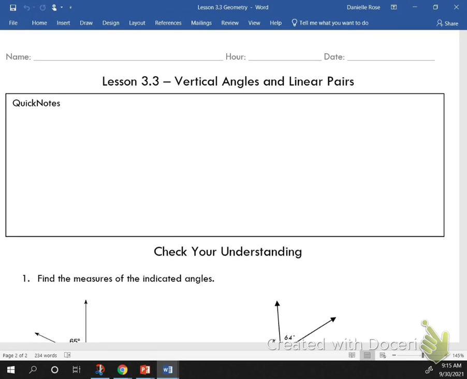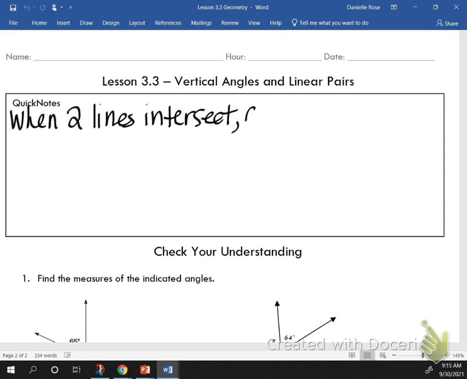For this lesson, from our activity, we observed that when we have two lines intersecting, we've got some angle relationships forming when those two lines intersect. We've got congruent vertical angles. Those are the angles that are across from each other.